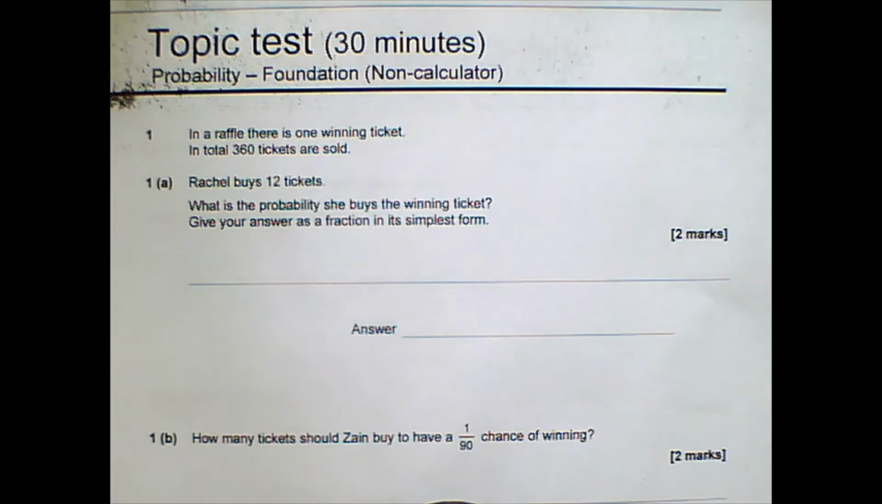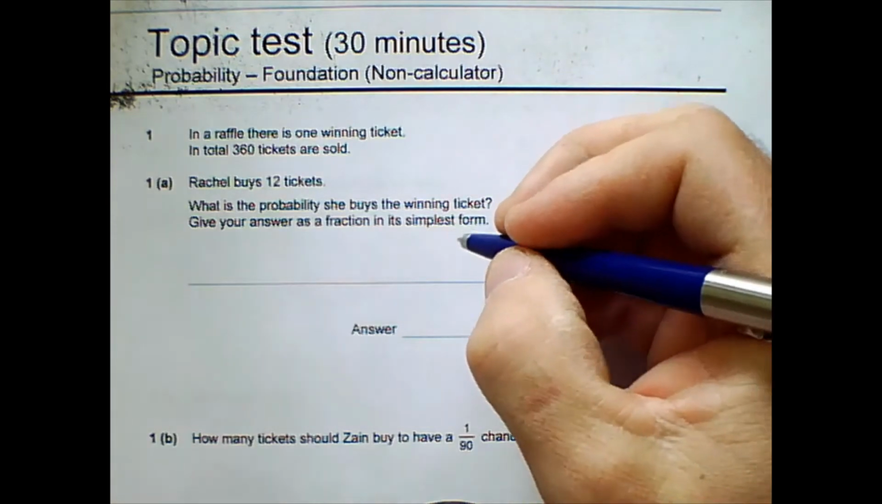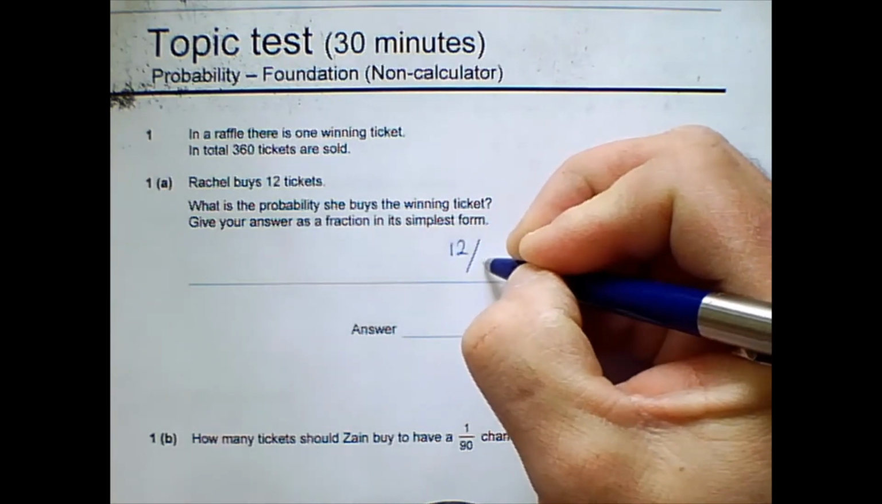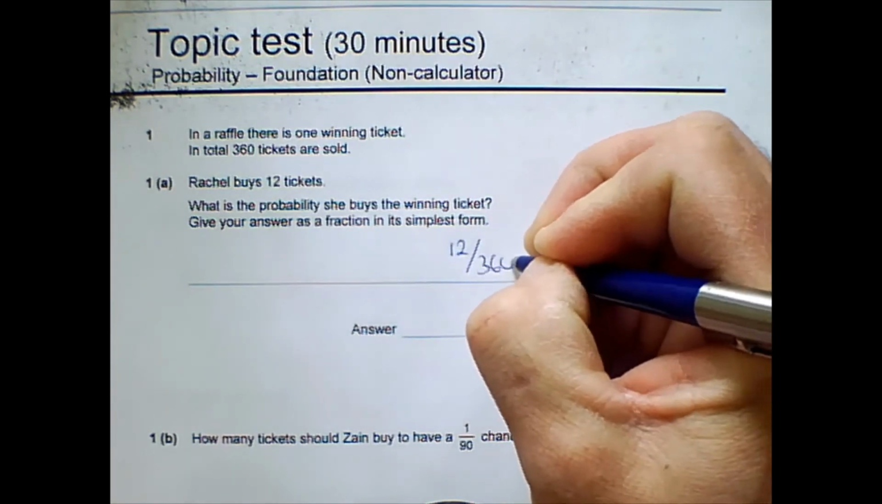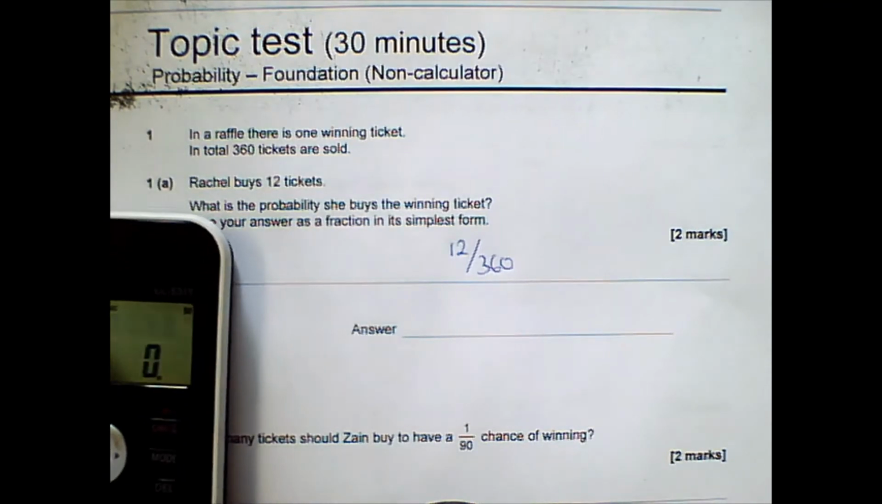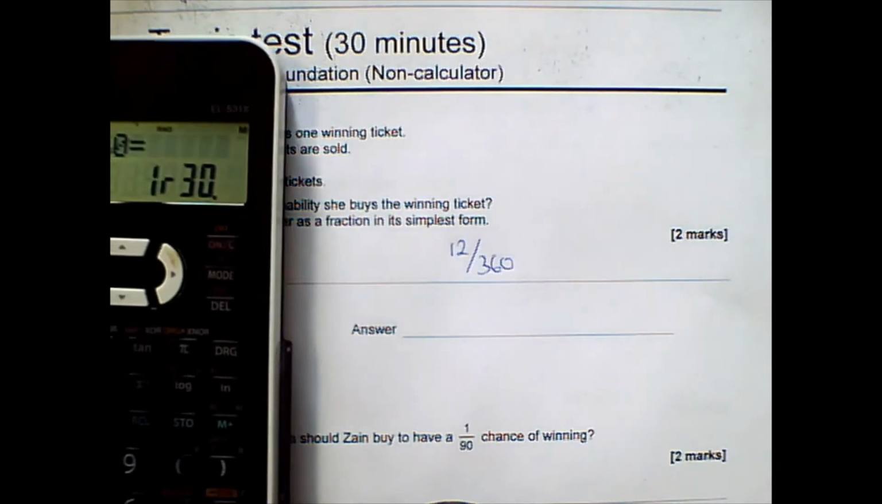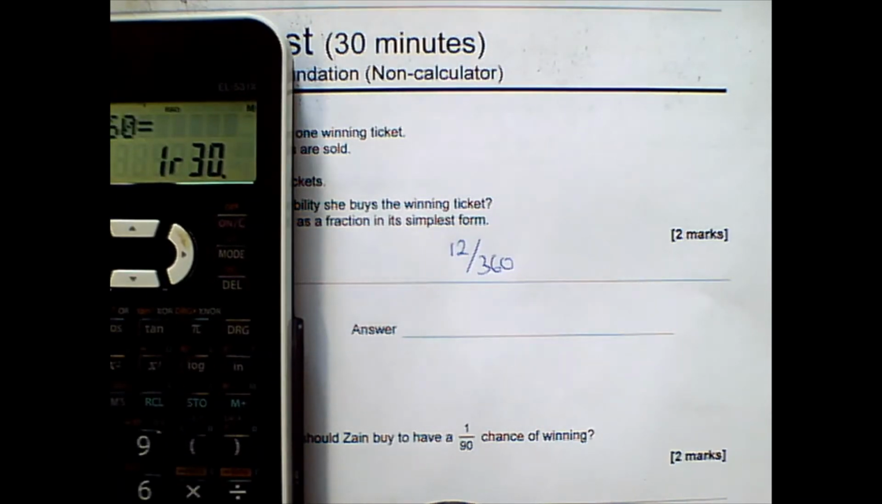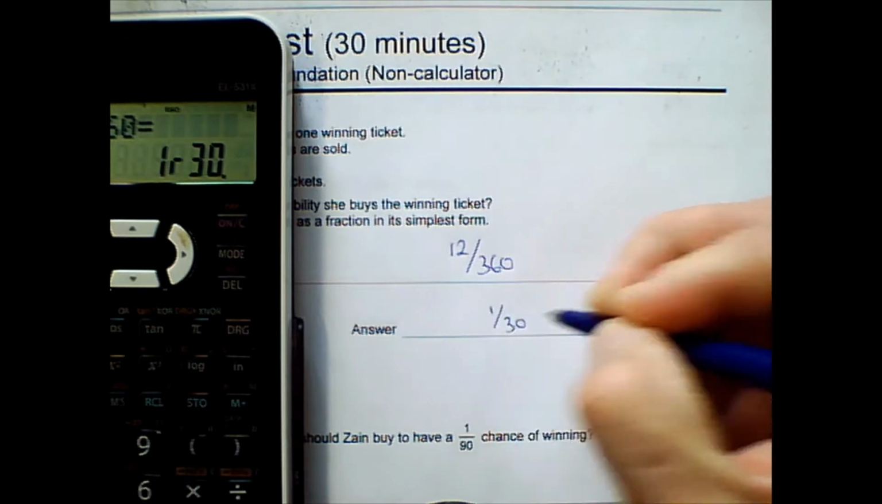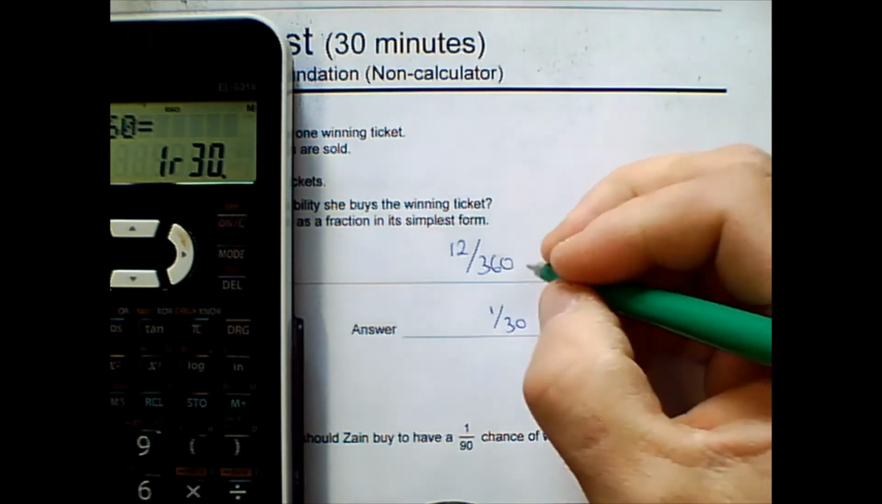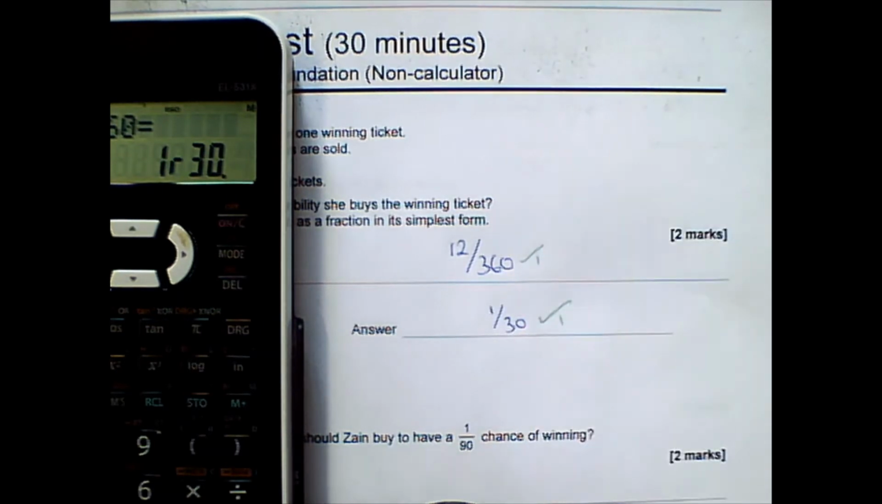In a raffle there's one winning ticket, 360 tickets are sold. Rachel buys 12 tickets, give your answer as a fraction in its simplest form. Well, she's got a 12 out of 360 chance. So you can then either cancel that down to get your second mark, or if you use your calculator and type it in and press equals, it will give you an answer of 1 out of 30. 1 mark for there, 1 mark for there.